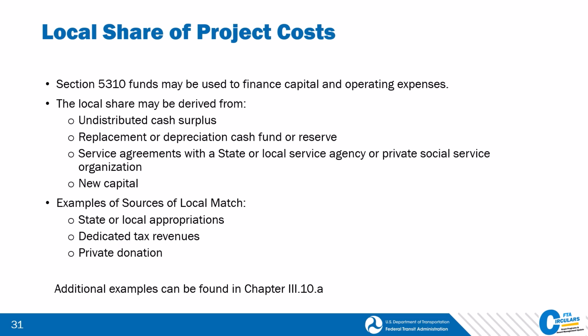Section 5310 funds may be used to finance capital and operating expenses. The local share for these projects may be derived from undistributed cash surplus, replacement or depreciation cash fund or reserve, service agreements with a state or local service agency or a private social service organization, or new capital. Examples of sources of local match include state or local appropriations, dedicated tax revenues, and private donations. Additional examples can be found in Chapter 3, Section 10A.